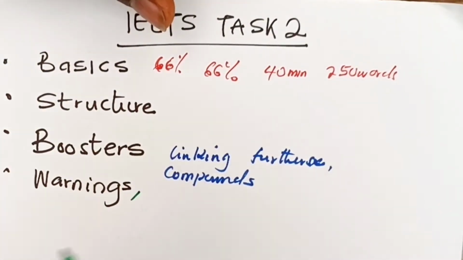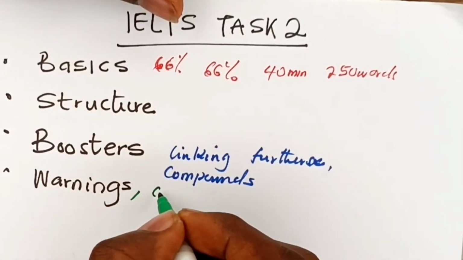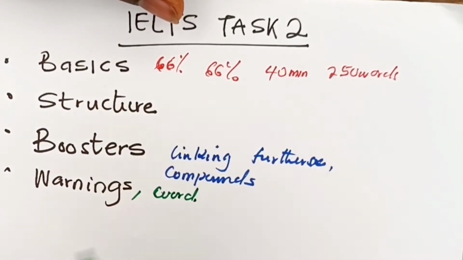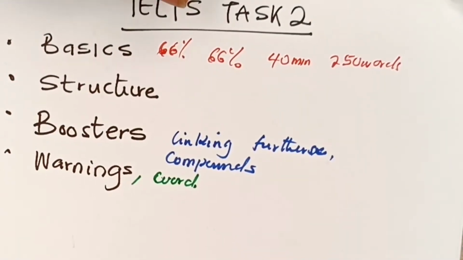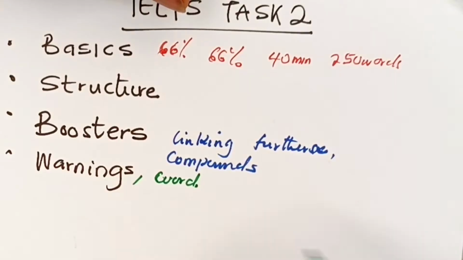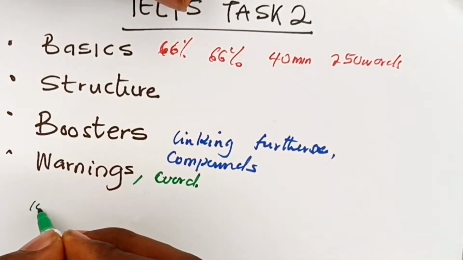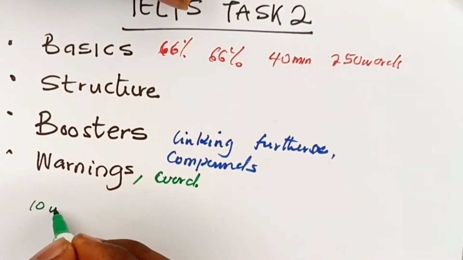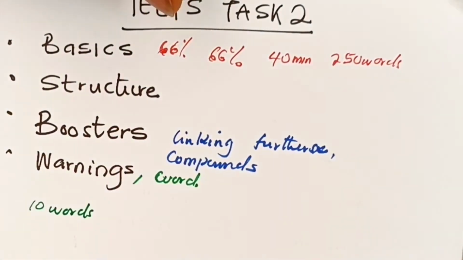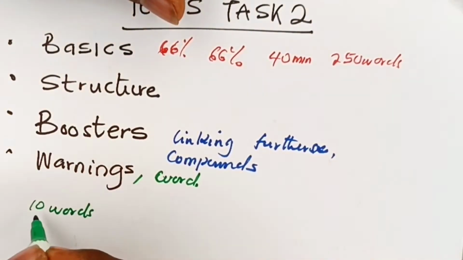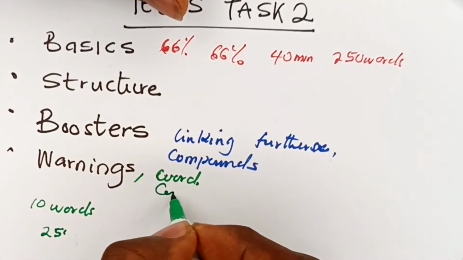The warnings are write up to 250 words, so word count. And I don't know how you do word counts for yourself, but the usual way people do word counts is you count the words in a full line or 2 full lines and you take the average. So if you write 10 words per line, which is what people with small handwriting averagely write, that means you need to write 25 lines. So make sure you do your word count.